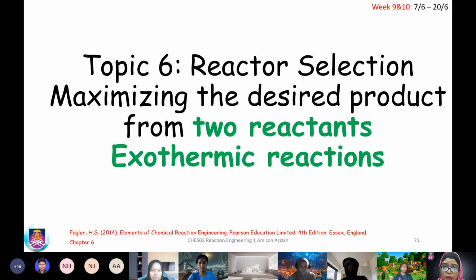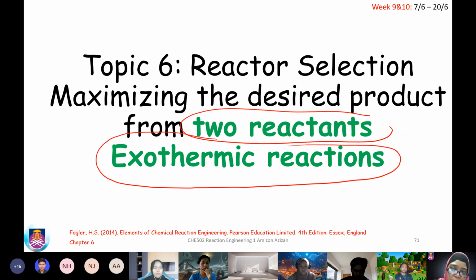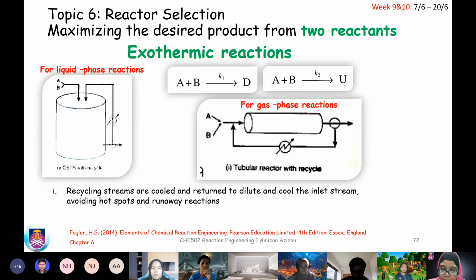So we're going to go to the next scenario, still with two reactants, but now with the effect of temperature, whereby the temperature increases during the reaction. So it's an exothermic reaction. For an exothermic reaction, the temperature increases during the reaction. In order to avoid hotspots and runaway reactions, meaning the reaction may reach a certain temperature and then produce byproducts, more unwanted products, we need to cool it down.